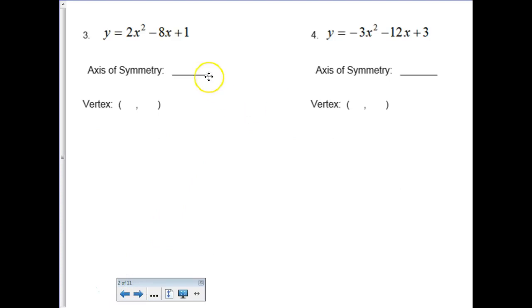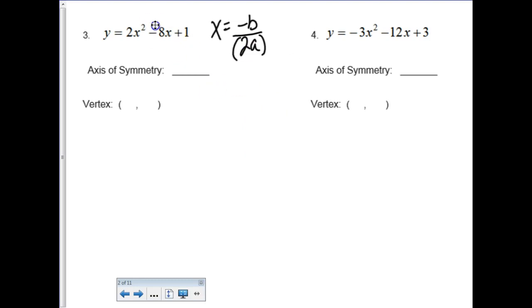Alright, number 3 and 4 are both in standard form, so in order to find the axis of symmetry, you can look at your table and look for symmetry to find the vertex, or you can just calculate it using -b over 2a. Just make sure that 2 times a is either being done in your head or using parentheses on the calculator.